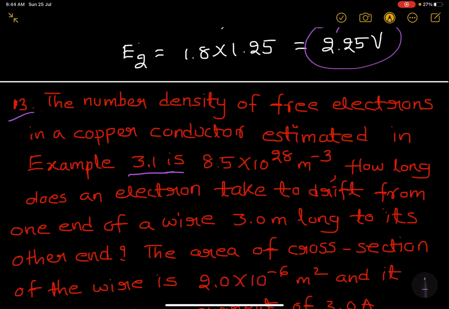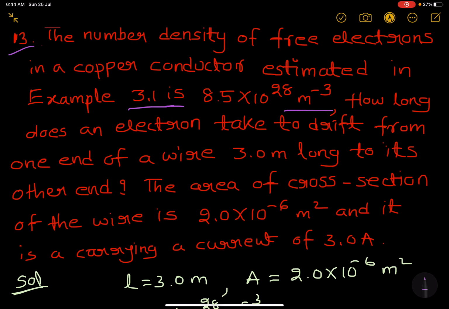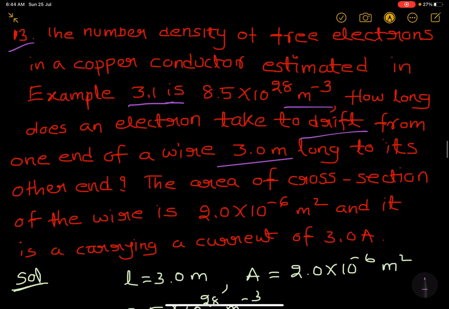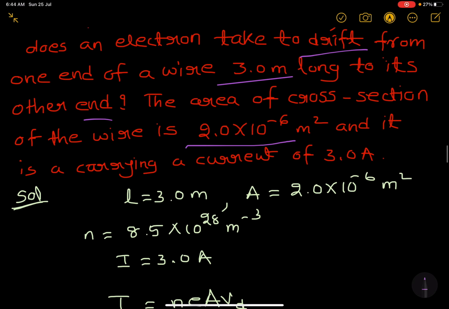Is 8.5 × 10^28 m^-3. How long does an electron take to drift from one end of a wire 3 meters long to its other end? The area of cross section of the wire is 2.0 × 10^-6 m², and it is carrying a current of 3 amperes.